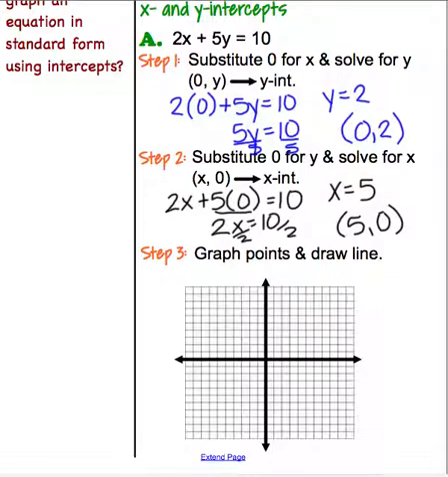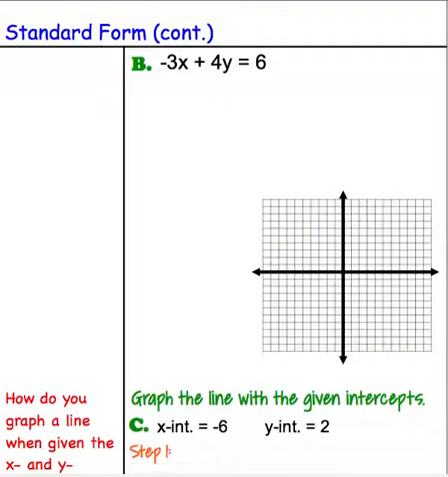So if I graph my points, I've got 0, 2, and I've got 5, 0. Please make sure you count carefully because some of you are off by 1 because you're not counting carefully. And then you're going to draw your line to connect your points. Let's take a look at another example here. I've got negative 3x plus 4y equal to 6.